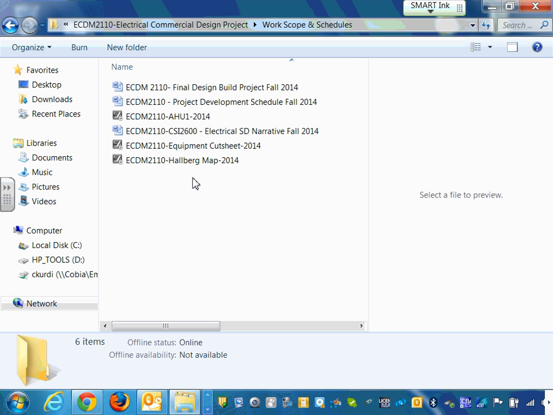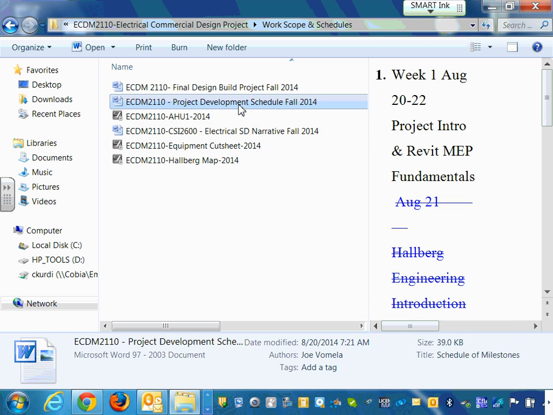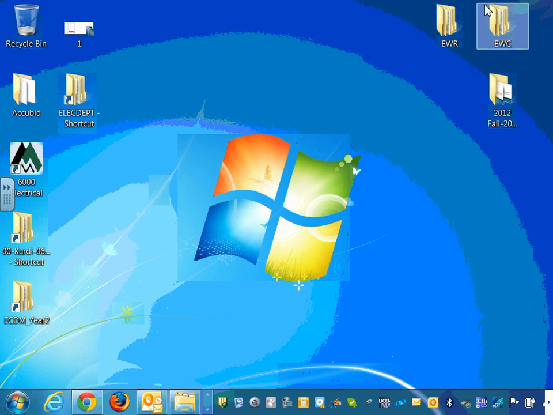You guys have a copy right in front of you, and you can also have them electronically if you so decide. The document that I'm looking at right now is the schedule, the one that's open. Cool? Everybody's okay with that? Where we are? All right, so let's go.